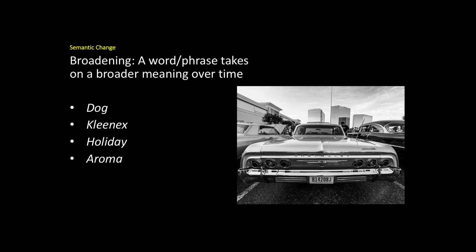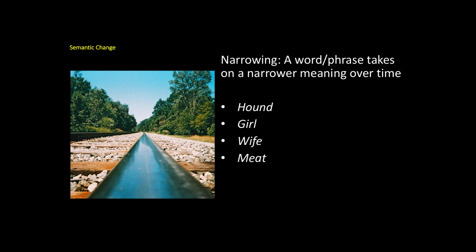In Middle English, aroma used to refer to the smell of herbs and spices, but these days aroma can mean any pleasant smell. In fact, for some speakers, it can mean any smell, good or bad. Next, we have narrowing, which involves a word taking on a narrower meaning over time. For example, in older versions of English, hound used to refer to any kind of dog, but now it refers to a specific breed of dog.